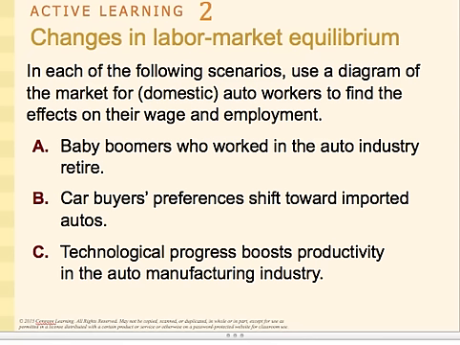In our example here, we examine changes in the labor market equilibrium. Each of the following scenarios uses a diagram of the market for domestic auto workers to find the effects on wage and employment. We have A, B, and C here. In A, baby boomers who worked in the auto industry retire. In B, car buyers' preferences shift towards imported autos. And C, technological progress boosts productivity in the auto manufacturing industry.